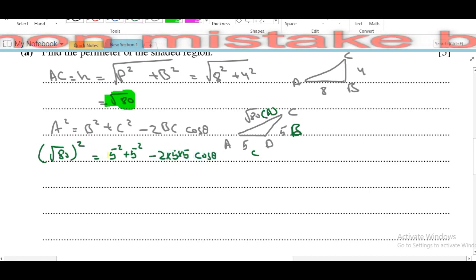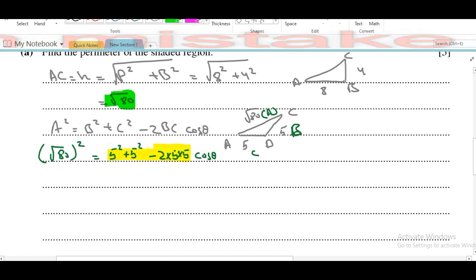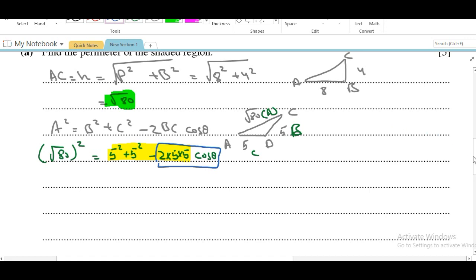cos theta. Now some of the students make a common mistake that they try to subtract these numbers first, and this is against the BODMAS rule. Why? Because we have to multiply this thing first. So we can't subtract these two numbers unless theta is known.